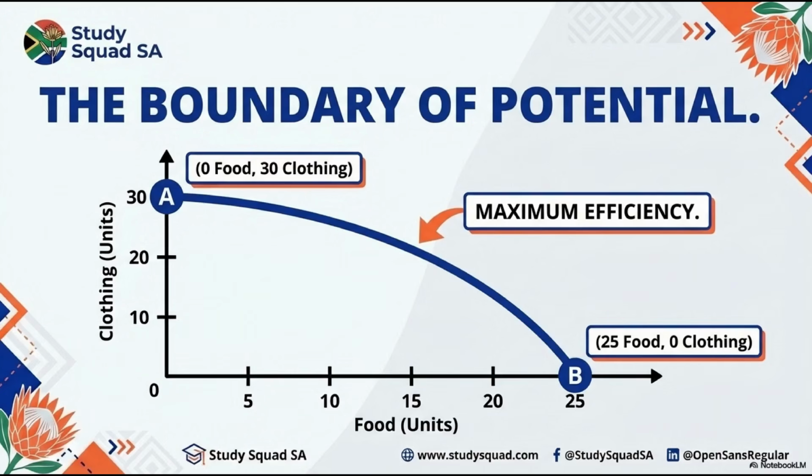If you picture a graph with food on the horizontal axis and clothing on the vertical axis, the PPC would be a curve connecting those 2 points, 0 food, 30 clothing, and 25 food, 0 clothing. Every point on that curve represents a combination of food and clothing that the country can produce efficiently, using all its resources. Now, what about points inside the curve?